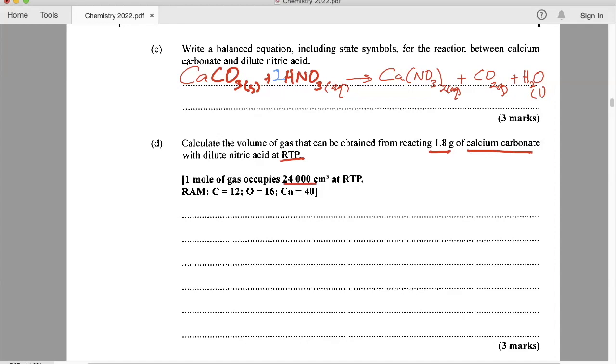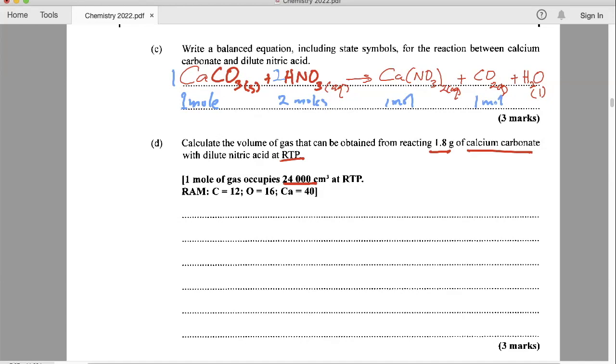That's the molar volume at RTP. And we're given the RAM for carbon, oxygen, calcium. So we're just going to work with that. So looking at this equation, the equation is going to guide us here. We don't see a number in front of calcium carbonate, so we know 1 is there, telling us that 1 mole of calcium carbonate reacts with 2 moles of nitric acid to give us 1 mole of calcium nitrate and 1 mole of carbon dioxide. We're going to ignore the water for now. 1 mole of water is produced.